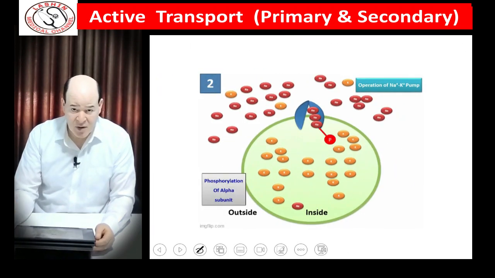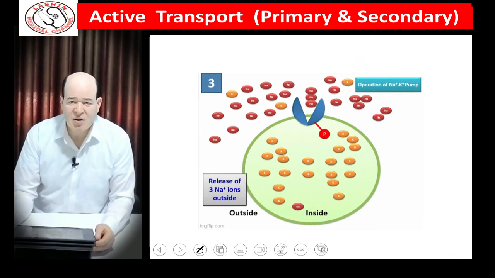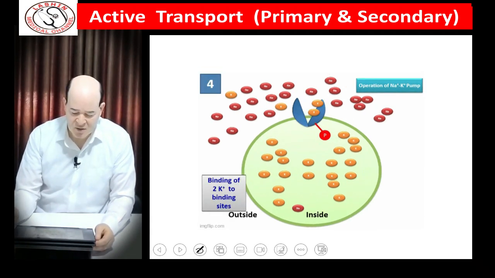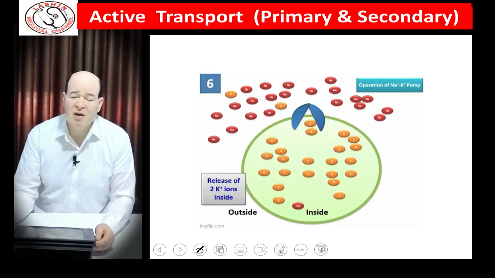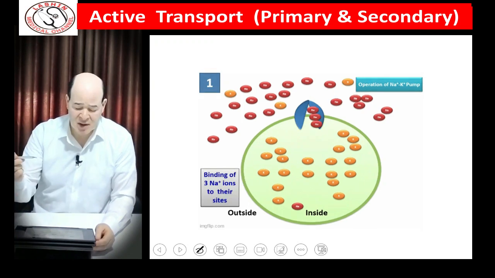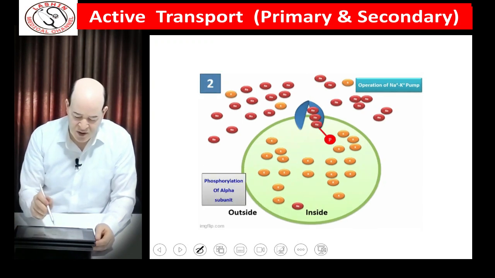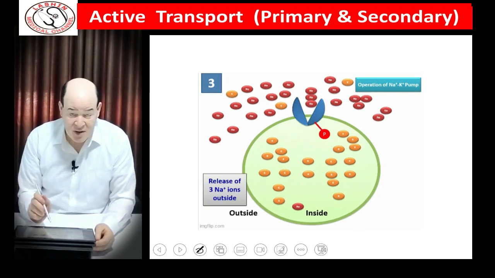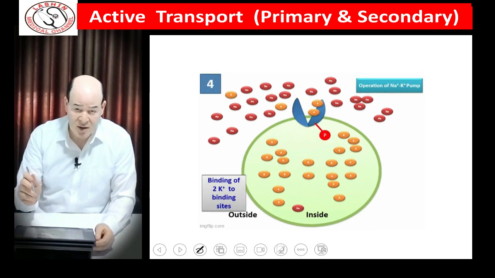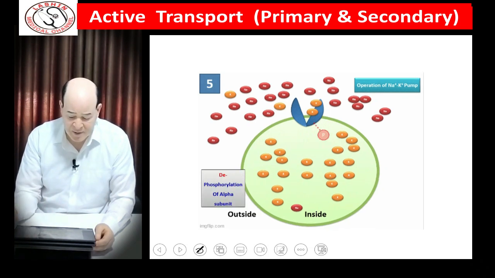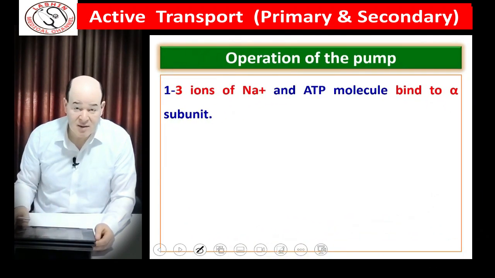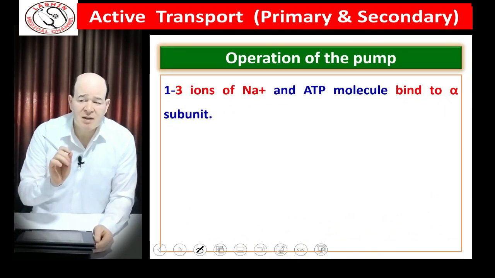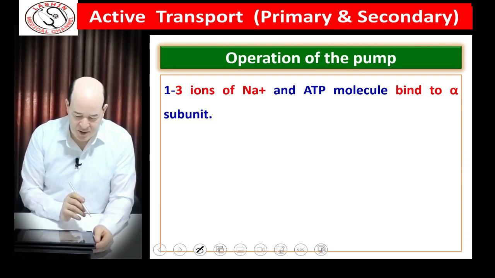This is a simple figure or a simple animation that describes the activity of the sodium-potassium pump. As you see, it works for life. However, the degree of activity may increase or decrease. First, it binds to the 3 sodium. Then the alpha subunit becomes phosphorylated. Third, it releases sodium. Fourth, it binds potassium. Then it dephosphorylates. Then it releases potassium. To summarize these steps, we have 6 steps in the operation of the pump as described in the previous picture.